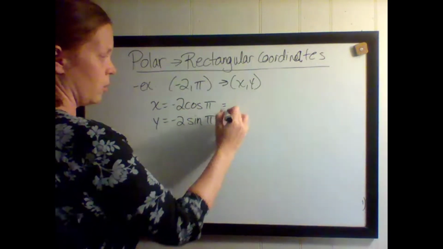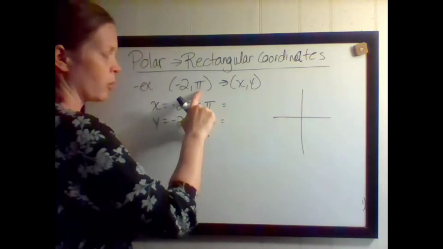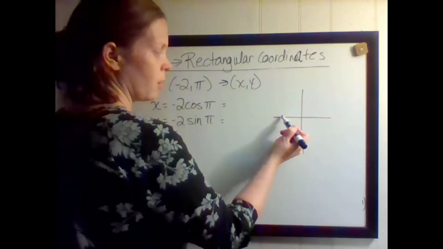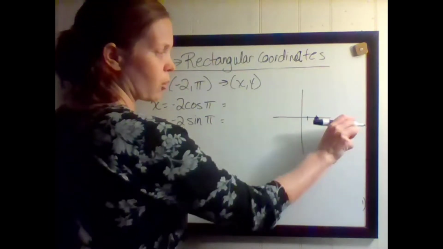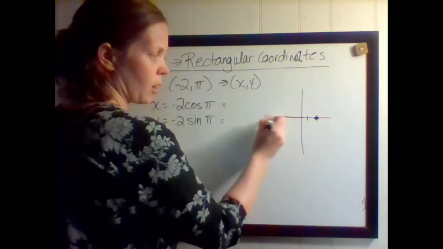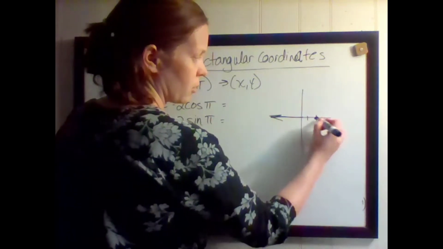Before we calculate these, let's think about where we're at. We go to pi, right here, and then in the negative 2 direction, when the radius is negative, I have to go the opposite. So instead of pi going straight to the left, I have to flip it around and go straight to the right.